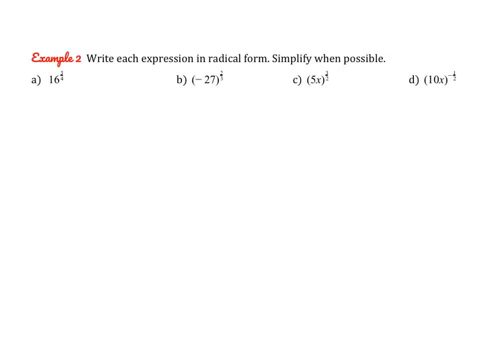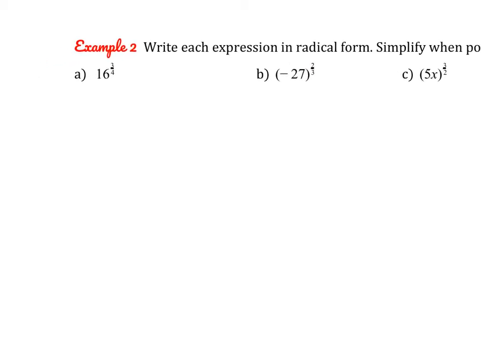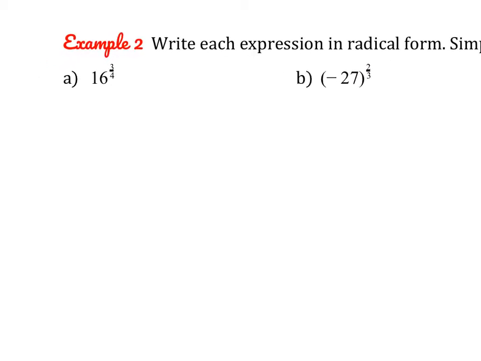All right, so now we're going to practice rewriting these expressions in radical form. Notice that all of these expressions have rational exponents, and then we're going to simplify when we can. Here we have 16 to the power of 3 over 4. Remember, inside out, the 4 becomes our index. So it's the fourth root of 16 cubed. That's how we can rewrite it.